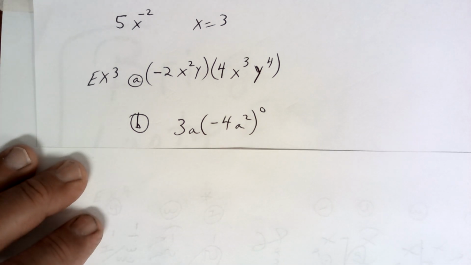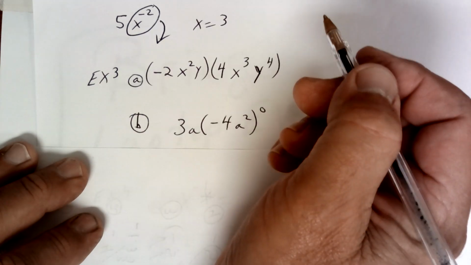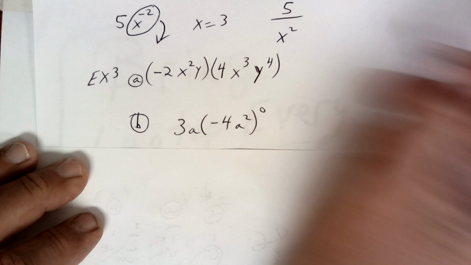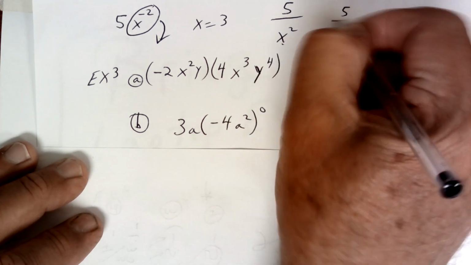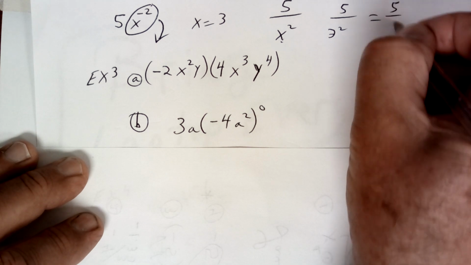Okay, so this right here, only the x is to the negative power, and you've got to drop it down. It becomes a positive. So that's going to be 5 over x to the second power. And then you're going to put a 3 right here, so it's going to be 5 over 3 squared. 3 times 3 is 9, so that's 5 over 9.